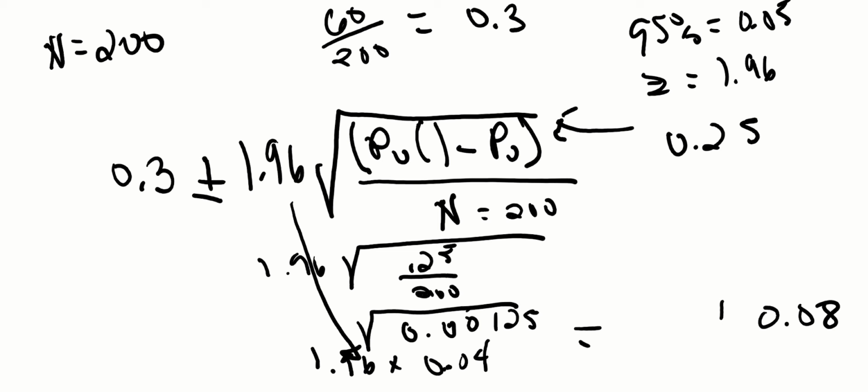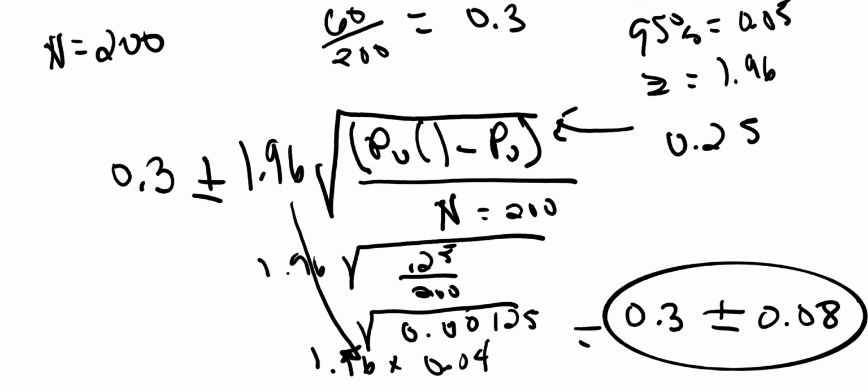So we know that our answer is 0.3 plus or minus 0.08. And this is our answer. What I'd like you to take away from this, though, is that in this proportional problem, the numerator is always 0.25. It never changes.